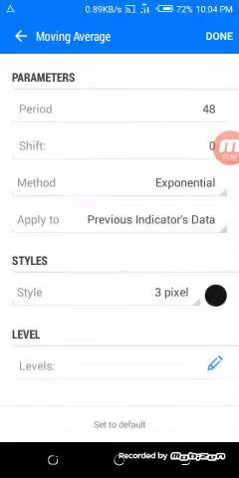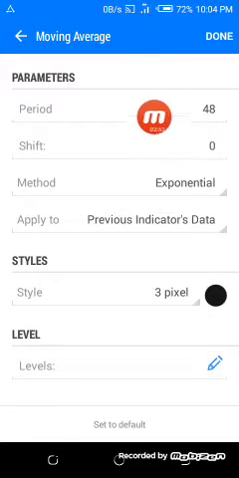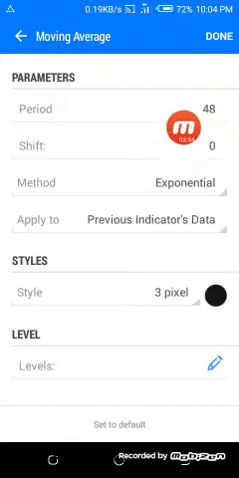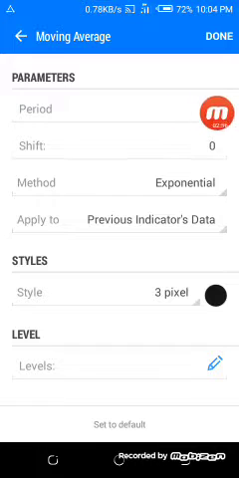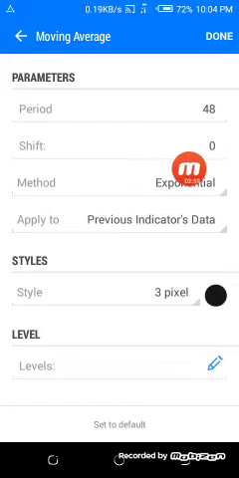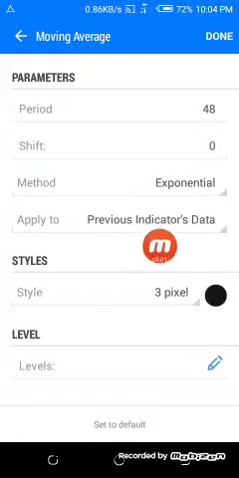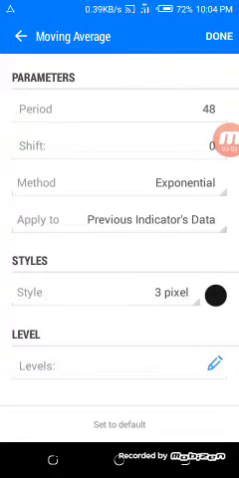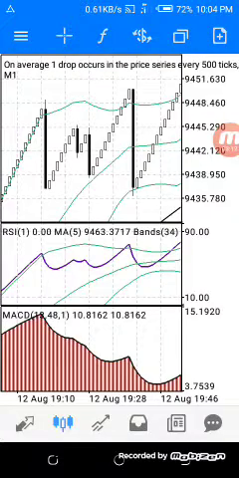Then you also go to the same main chart and put a moving average: period 48, shift 0, exponential, apply to previous data as indicator. Then for the style, you can choose, but I prefer you use 3 pixel, then put the color of your choice. Okay, then click done.